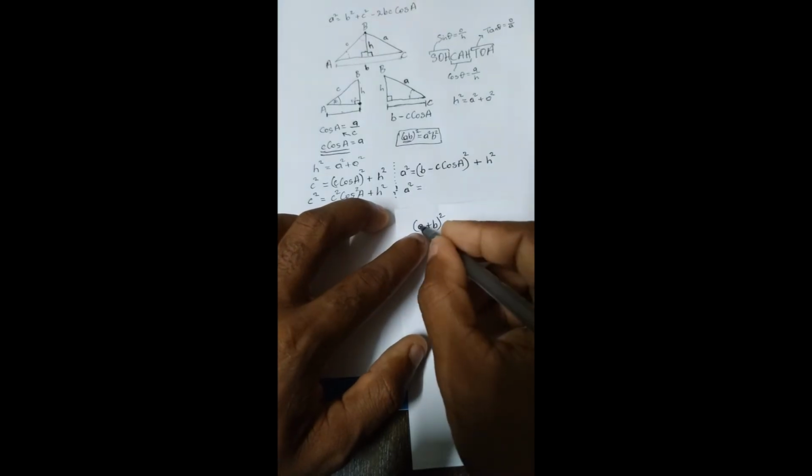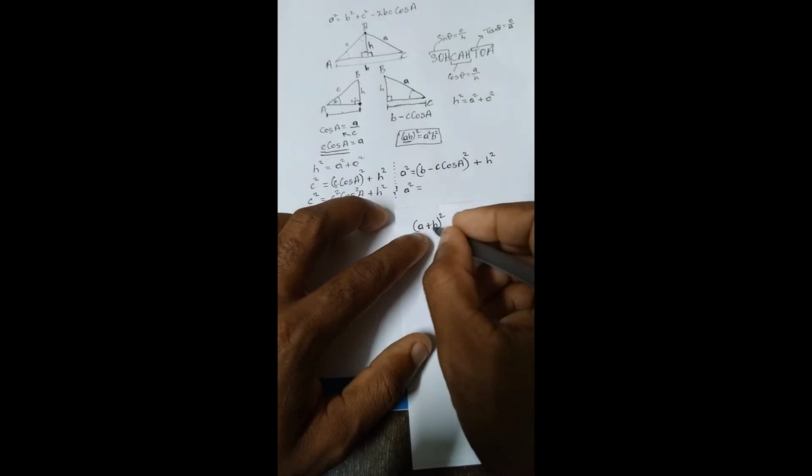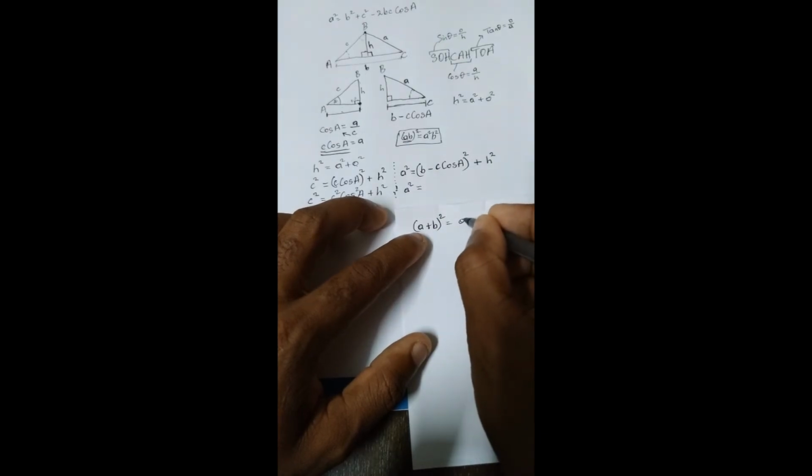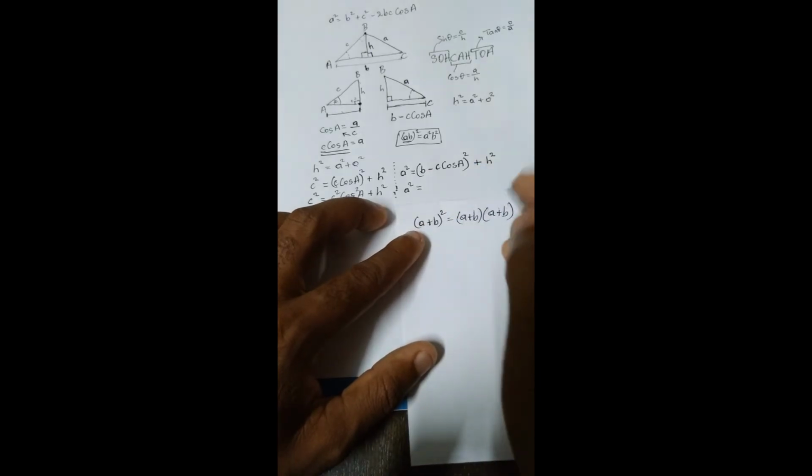We have a shortcut to expand this binomial. We could use the usual way in which we write the product of two binomials, which is a plus b multiplied by a plus b, and we could just simply expand and then simplify. But we have a shortcut for this.